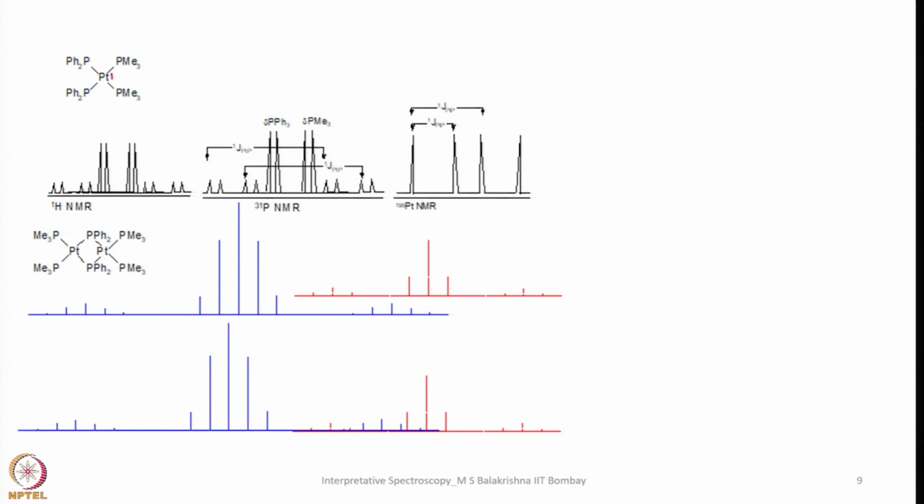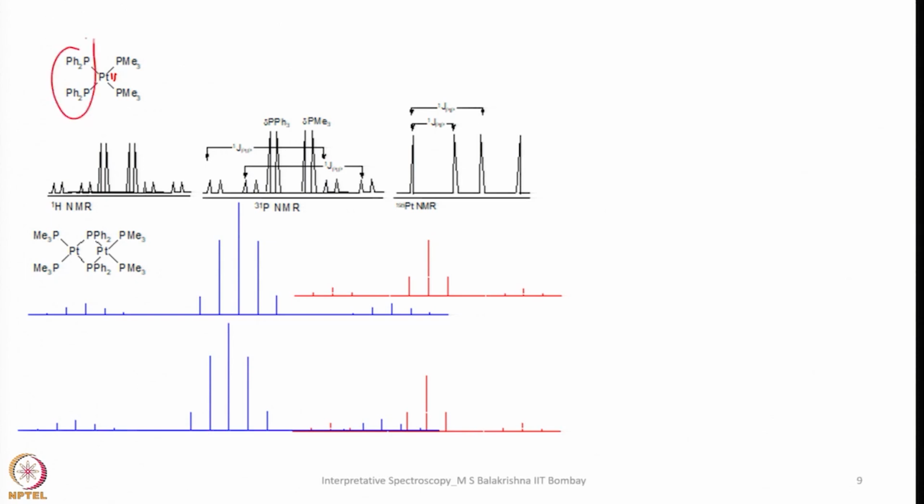So that means platinum is in +2 state here. The 2 trimethyl phosphines are neutral ligands, and here we have 2 diphenyl phosphides, they are anionic, so platinum is in +2 state and it's a 16 electron complex. Now if you look into the phosphorus NMR spectrum, we can anticipate 2 types of signals.